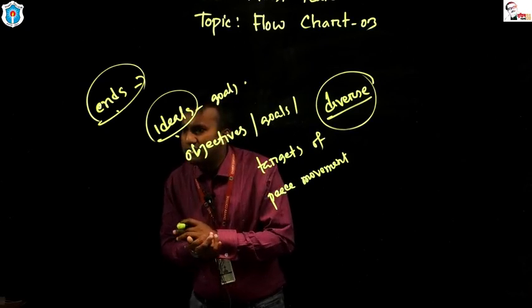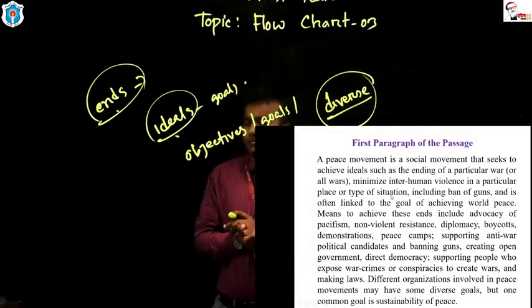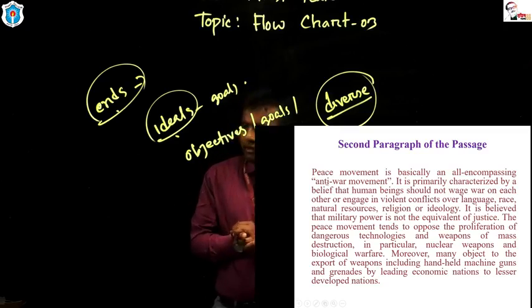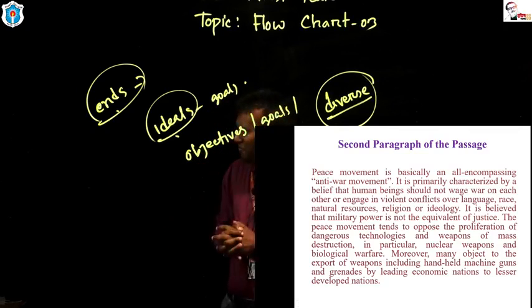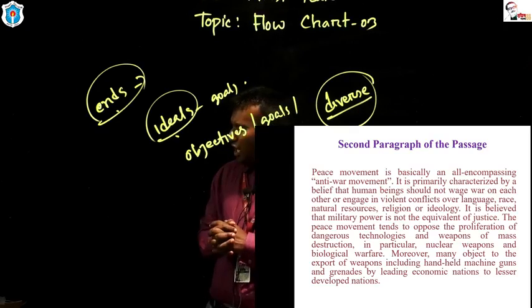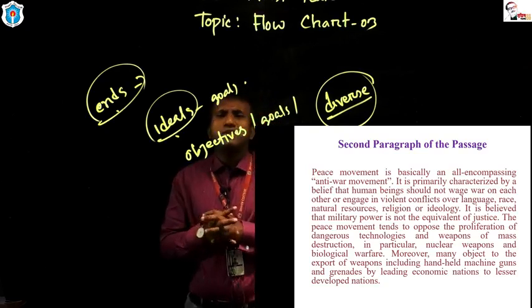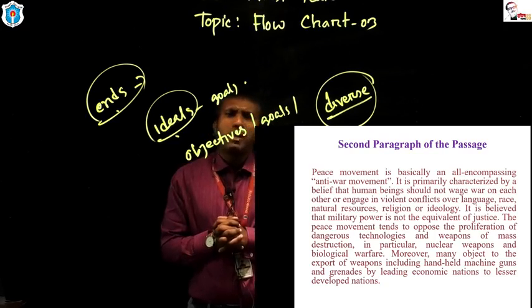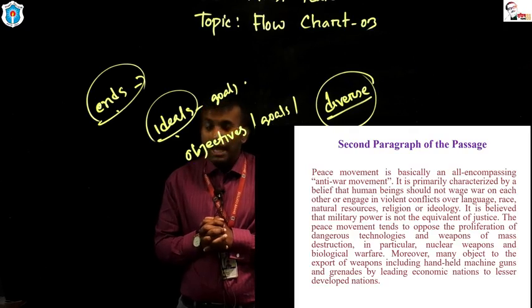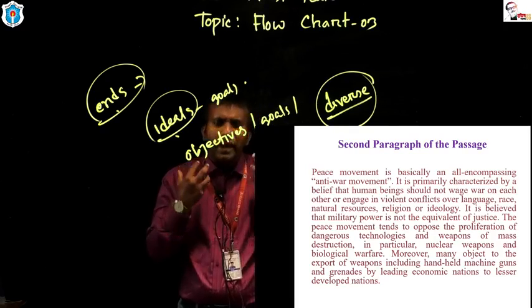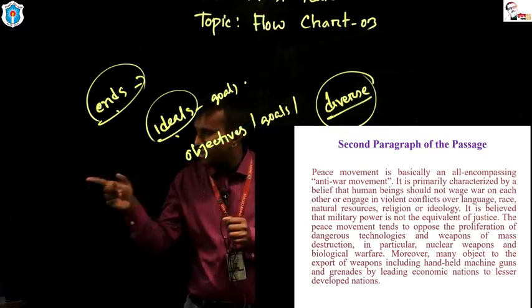Now dear students, let us start our second slide, that means the second paragraph of the passage. Look at the first line. Peace movement is basically an all-encompassing anti-war movement. Throughout the world, people are engaged in war, in strife, and our main fight is against war now. That's why the line is there.